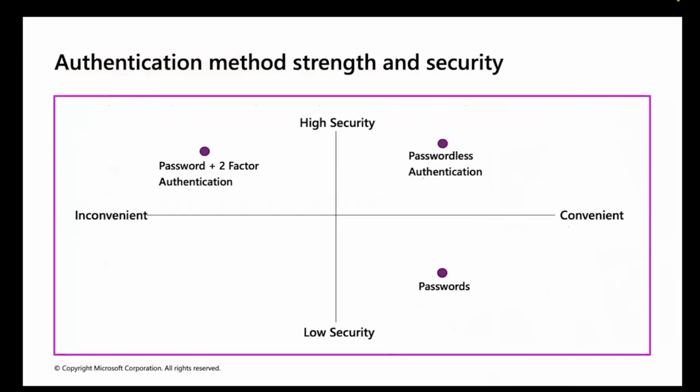For a balanced option, you can go for password plus two-factor authentication. It's high in security, but it is inconvenient because you have to enter the password, then wait for the code, or use different kinds of authenticator applications. So that would be a bit inconvenient, but this is definitely high in security. So these are the different options that we see in authentication method strength and security.